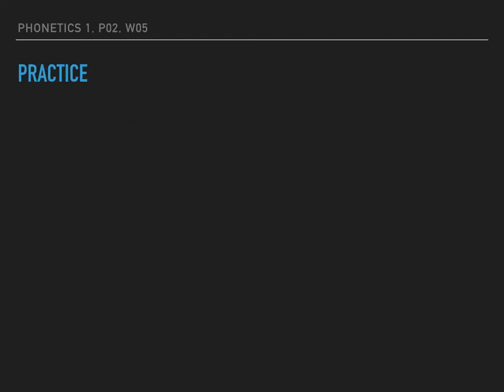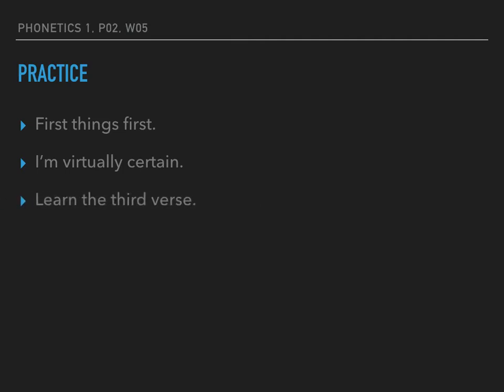So let's practice this really quickly by repeating after me, and then afterwards I also want you to transcribe these sentences. Now the first one is first things first. So repeat it with me. First things first. The second one is I'm virtually certain. I'm virtually certain. The third one is learn the third verse. Learn the third verse.